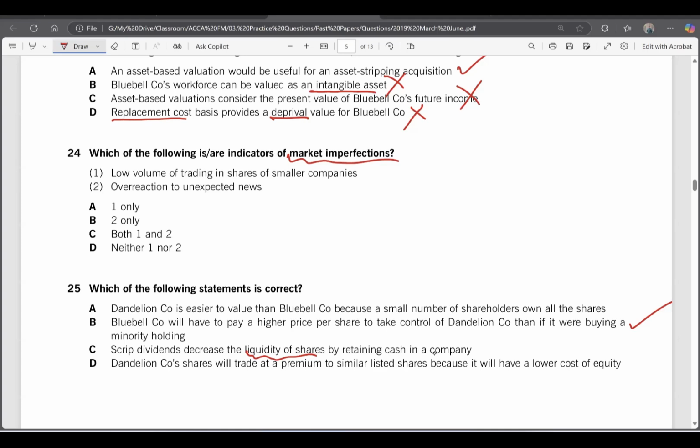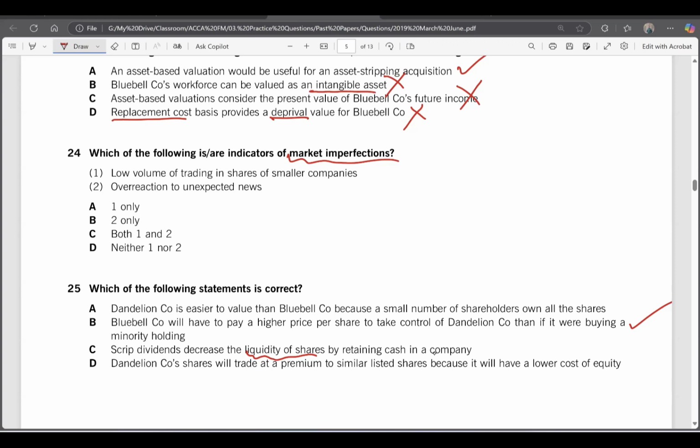But I don't think so scrip dividend have any direct connection with the liquidity of the share. Okay, you understand what's the meaning of liquidity of the share. So the statement C is also wrong. D. D-Co shares will trade at a premium to similar listed share because it has a lower cost of equity.